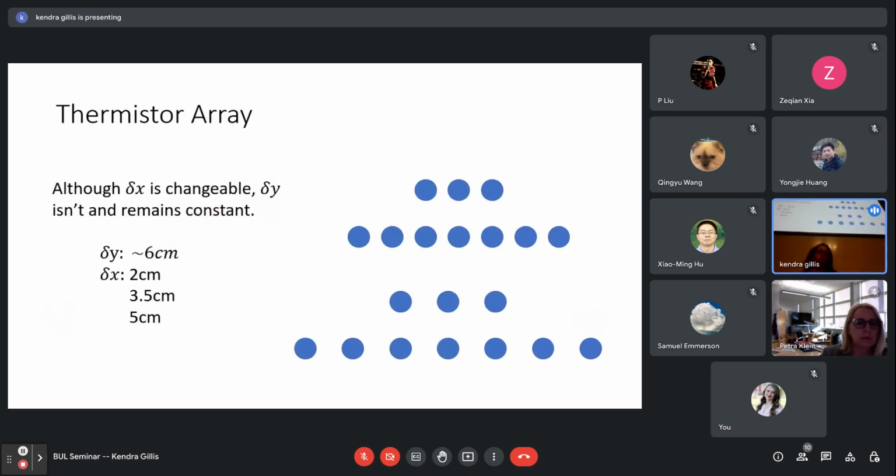So it's shown a little bit clearer here. We're able to vary the delta X. The delta Y stayed constant at about 6 centimeters, but the delta X we were able to take several measurements of.